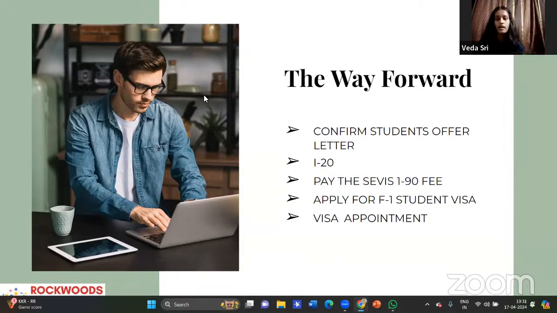So the I-20 is generally all about a college issuing a student certain paperwork. And most of the time, this paperwork is about parents' financial status, the student's background, and if a student is taking a bank loan, the I-20 is going to contain all those necessary documents, passport, and an English proficiency test, IELTS or TOEFL. With all these documents and the I-20, a student can apply for the visa.